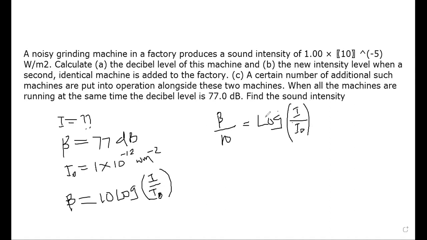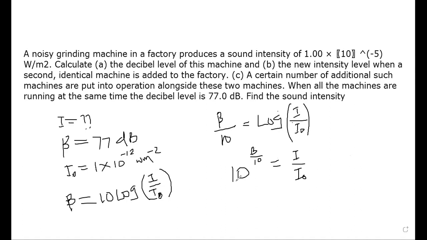So for us to clear this log, this has to be raised to an exponential. So we will have 10 to power beta all over 10 equals I all over I naught. So the log has been eliminated.